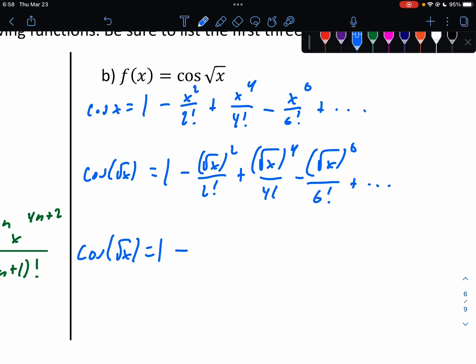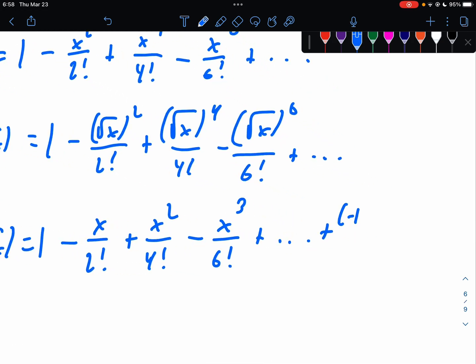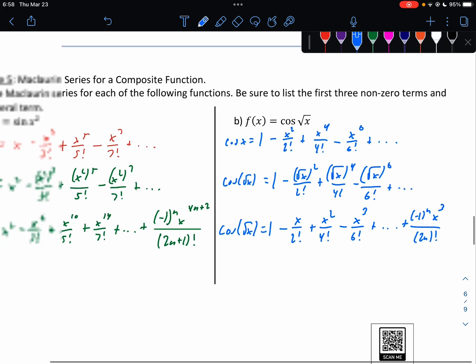Simplifying it, 1 minus x over 2 factorial plus x squared over 4 factorial minus x to the 3rd power over 6 factorial. And then our nth term here is just going to be, again, we're alternating, so negative 1 to the n. All right, and this is going to be, look at x to the 0, x to the 1st, x to the 2nd, x to the 3rd, so x to the n, over, basically, you got to think here, this is 0 factorial, 2, 4, 6 factorial, so 2n factorial.